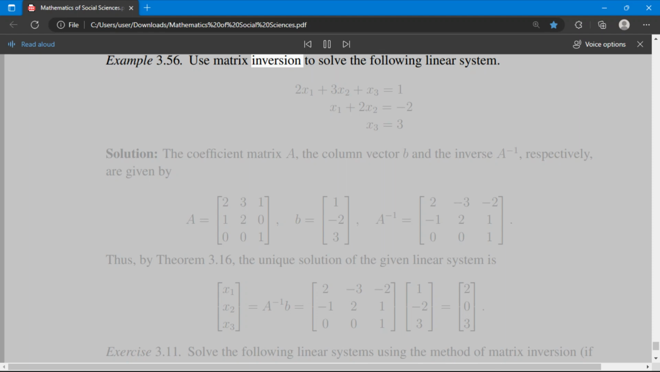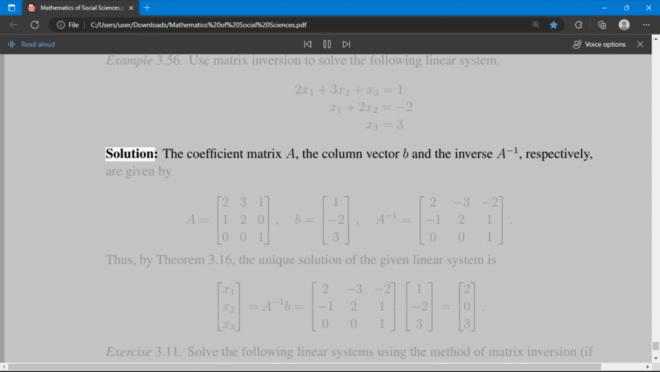Example 3.56. Use matrix inversion to solve the following linear system: 2x1 + 3x2 + x3 = 1, x1 + 2x2 = 2, x3 = 3.